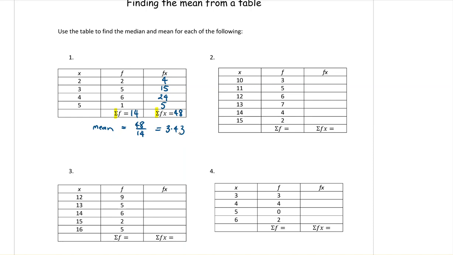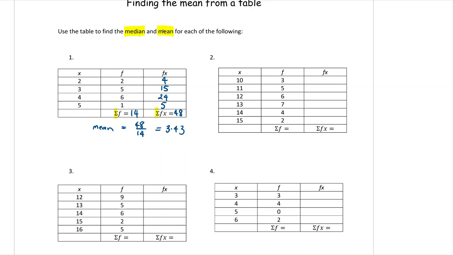3.43. Now, the question also says we want to find the median. We're finding the mean and the median. So the F times X column, that's just for the mean. To find the median, we need to find the middle. Remember, median is middle. How many scores are in that table? We're looking at the frequency column. There's 14 scores in that table.